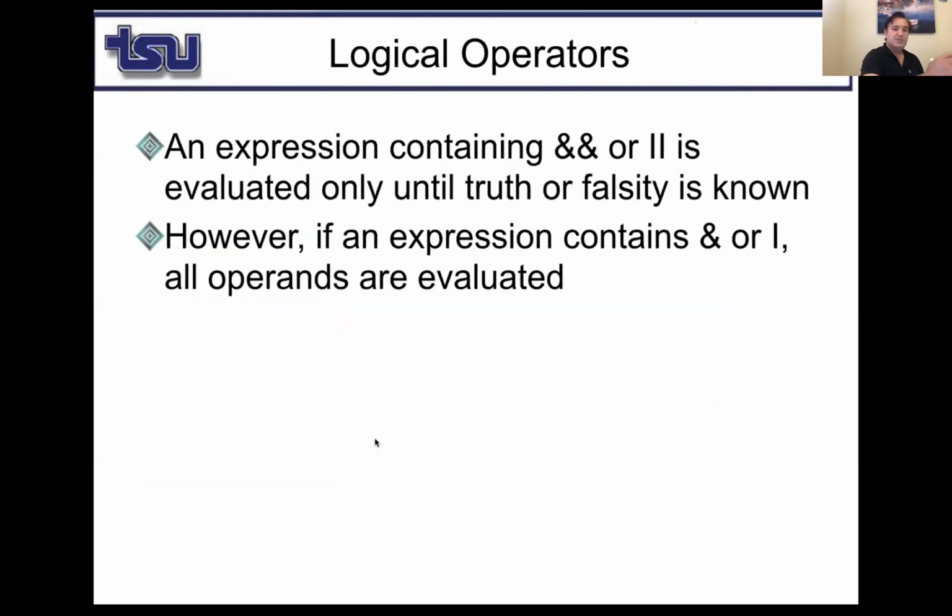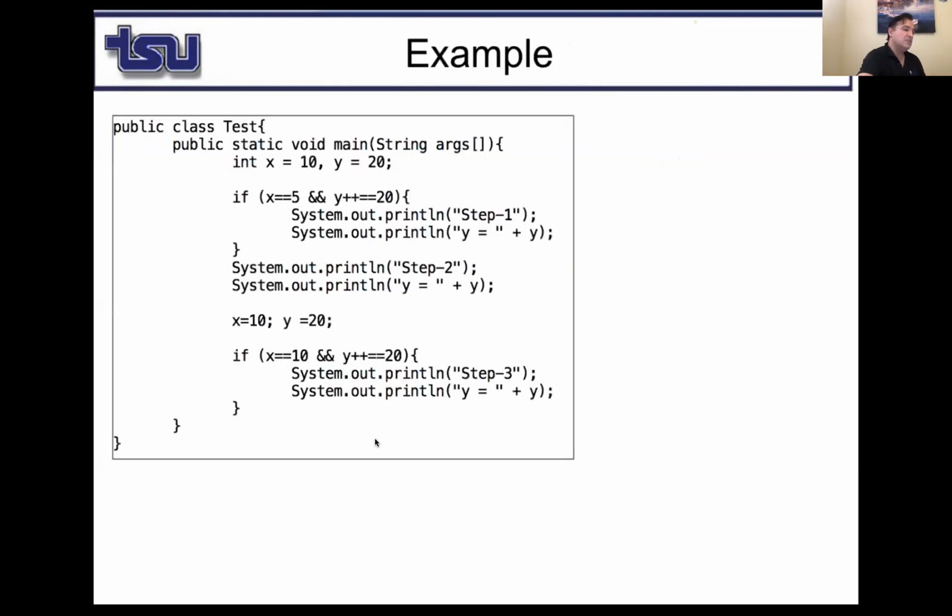So this repeats the same thing. An expression that contains double ampersand or double pipes is evaluated only until truth or falsity is known. However, if you have an expression that contains single ampersand or single pipe, you have to execute all the operands. Let's see with this example here.